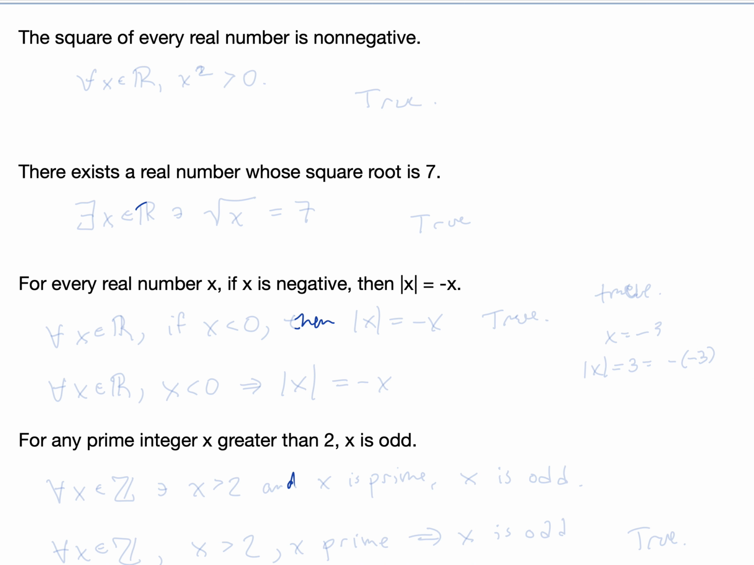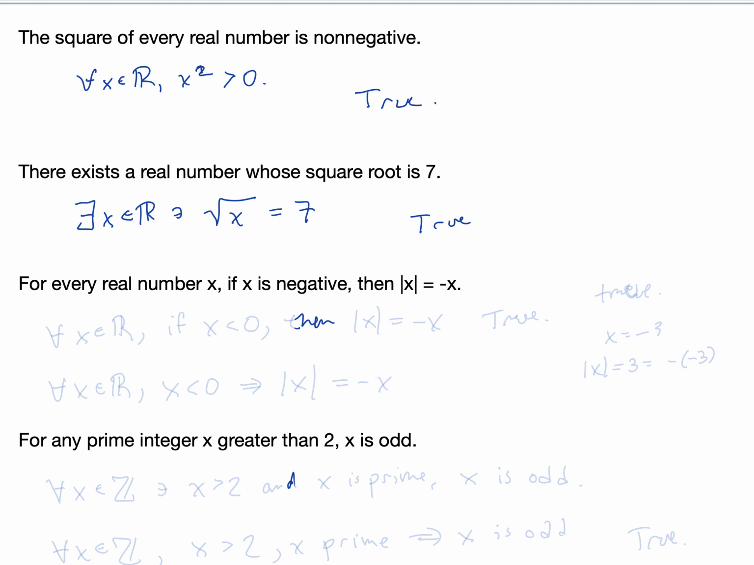So every, or for any, for all, for any x in the real numbers, x squared, the square of x, is non-negative, is greater than or equal to 0. So that's one way that we could write that phrase. Next, there exists a real number whose square root is 7. There exists an x in the reals such that the square root of x is equal to 7. Yes, that is true, and this is true as well.